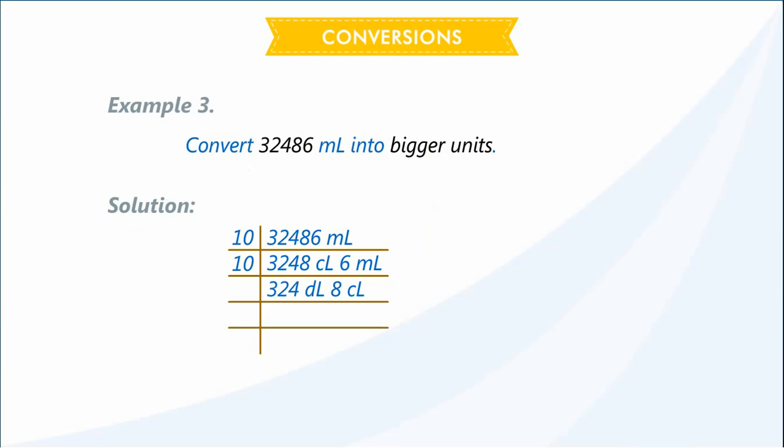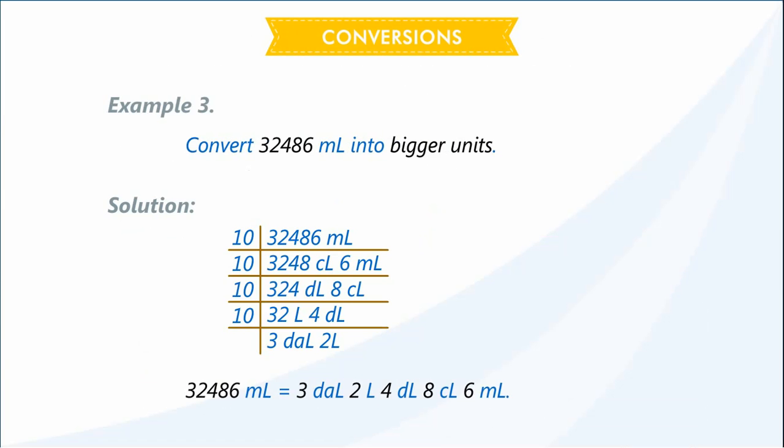To convert deciliters into liters, we again divide by 10. It comes out to be 32 liter 4 deciliter. To convert liters into decaliters, we again divide by 10. It comes out to be 3 decaliter 2 liters. Therefore, 32,486 milliliter is equal to 3 decaliter 2 liter 4 deciliter 8 centiliter 6 milliliter.